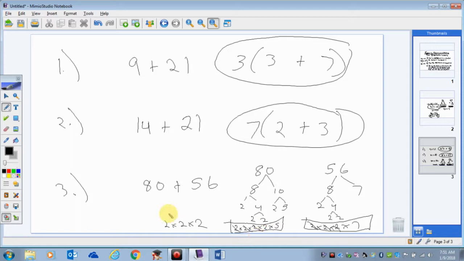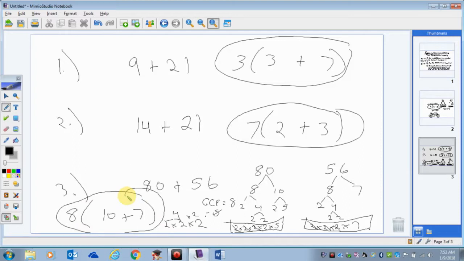I've got no other pairs. 2 times 2 is 4, times 2 is 8. So my GCF here is going to be 8. GCF of 80 and 56 is 8. So I'm going to put it outside the parentheses. 80 divided by 8 is 10. Bring my addition symbol over. 56 divided by 8 is 7. So there's my answer for number 3.